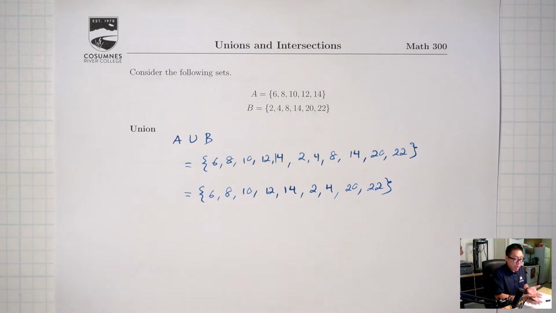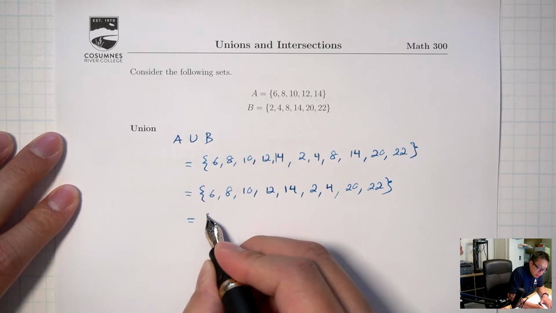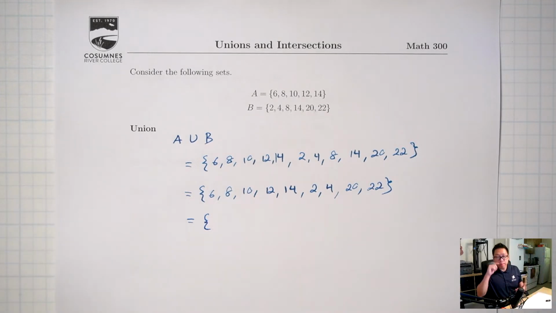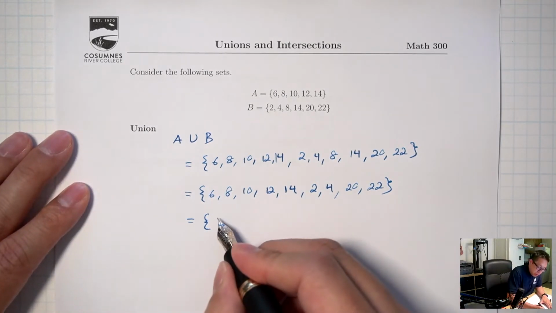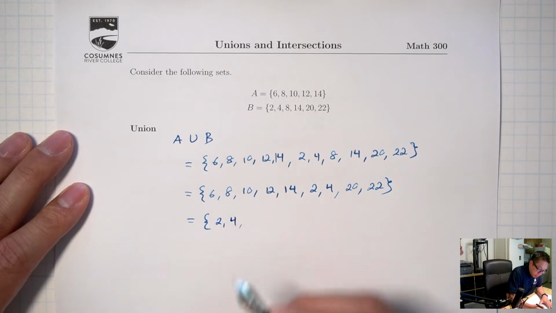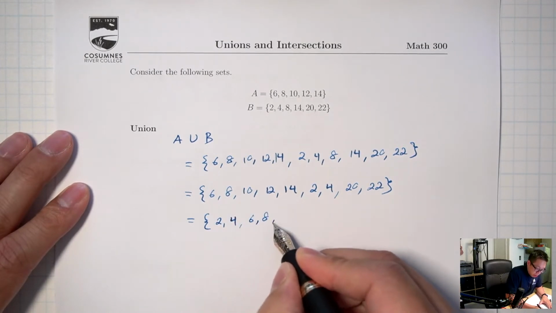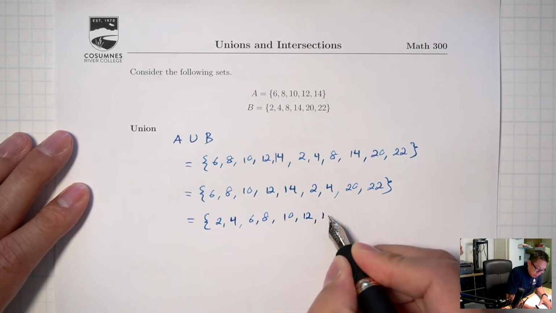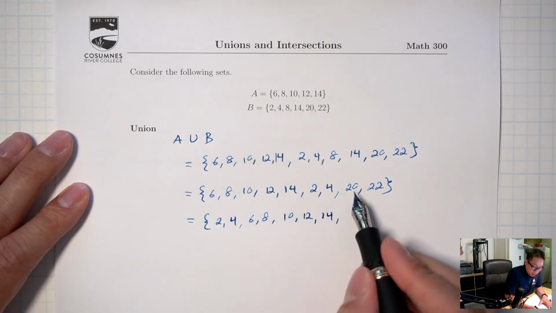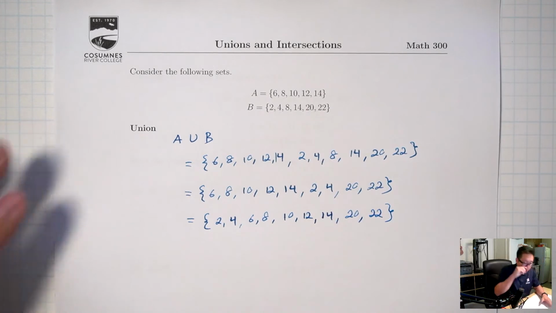So now I have a set without any repeats, and then I'm going to go one extra step and put things in order. You don't have to, but it's going to make things simpler later on. So in order, 2 and 4 should go first. And then 6, 8, 10, 12, 14. And then 20, 22. And that's the union.